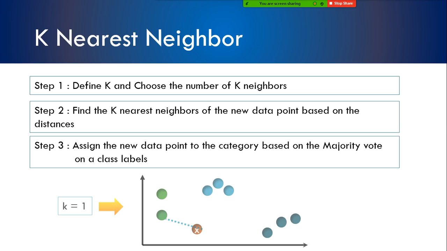There are three steps in implementing the K nearest neighbor algorithm. It's a very simple algorithm. First, you need to define the value for K and choose the number of neighbors. Then find the K nearest neighbors of the new data point based on the distance. Then assign the new data point to the category based on the majority of class labels.